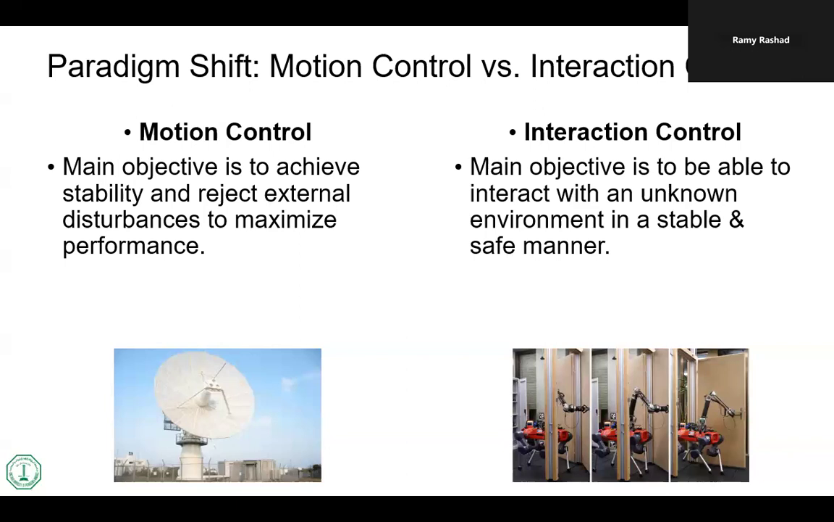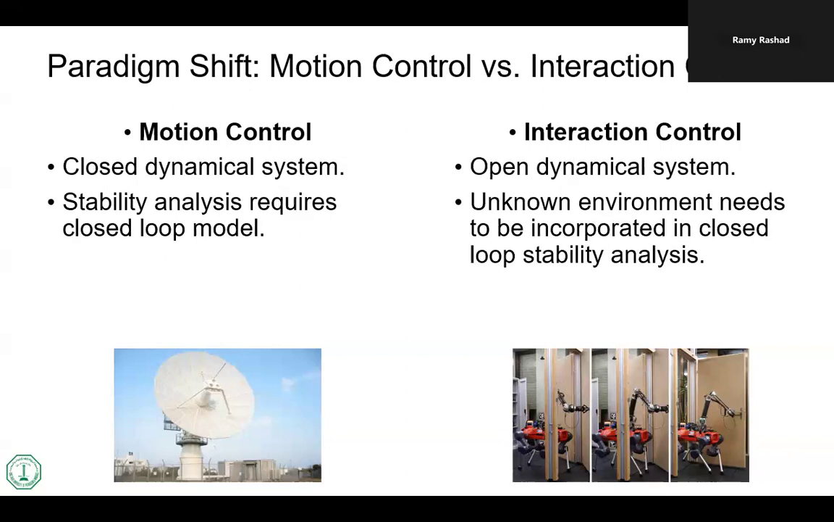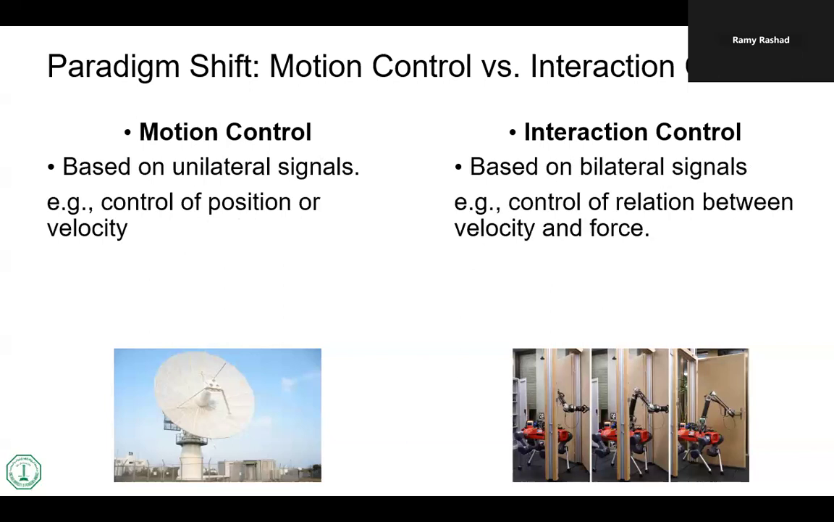So interaction control means that you want to interact with an unknown environment in a stable and safe manner. It means that on the other side, I have an open dynamical system. I don't know what the environment is. And it means that we should look at bilateral systems. And this is very important, this is why we had this port. We had a wrench and a twist that will be connected to something outside. So you're not controlling the force alone and the pose alone, or the wrench and the twist alone. You're controlling a behavior between both, a relation between both. And this is the idea of impedance control.